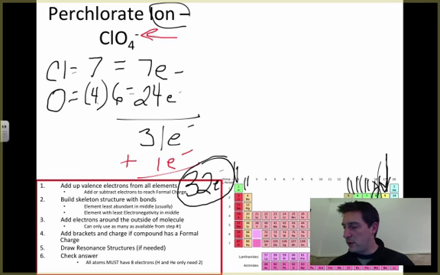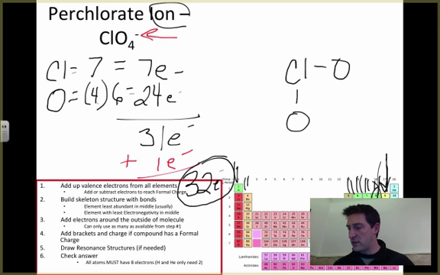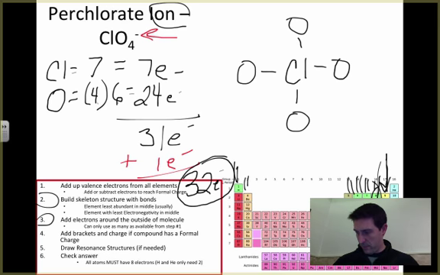Go ahead and build my structure. I've got chlorine at the center. I know that because there's only 1 chlorine, and if I look up the electronegativity on the periodic table, it's going to be lower. I've got 4 oxygens. They must bond out this direction. Gives me all of my oxygens. I've got my skeleton structure down here, number 2. I'm going to put in my electrons till I use up all 32 of them.